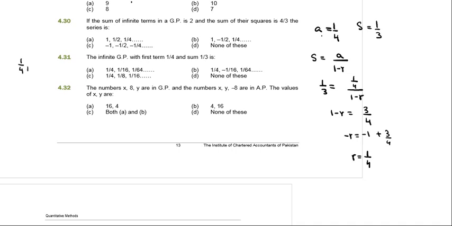Second term will be A into R, so 0.25 into 0.25 makes it 1 over 16, which will be our second term. 1 over 16 into 1 over 4 is 1 over 64, which will be our third term, and therefore our series will be 1 over 4, 1 over 16 and 1 over 64.